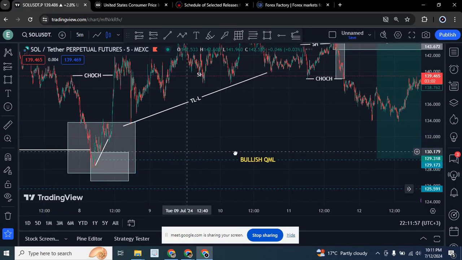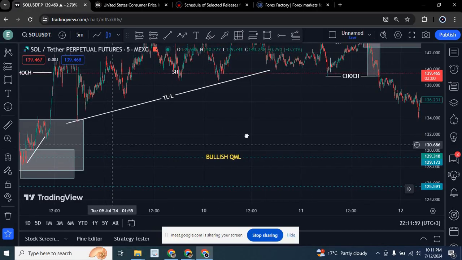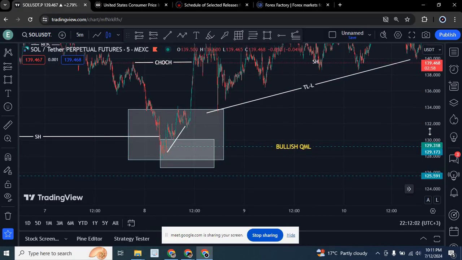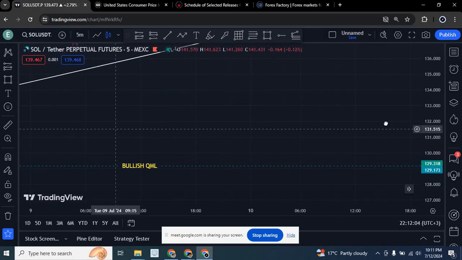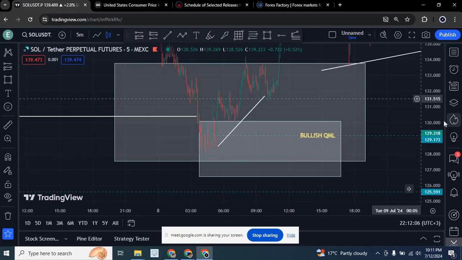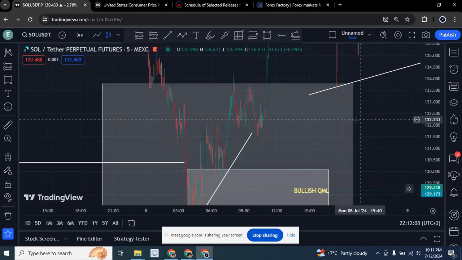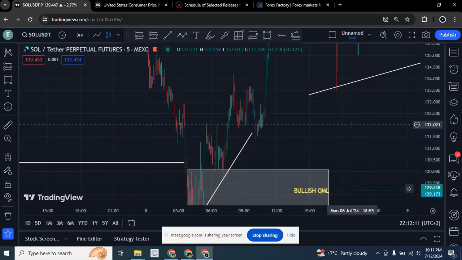So if I come to this zone right here, now this is where I got to see clearly where I can get my entry from. So if I zoom into this zone specifically, like that, let me delete all of this.